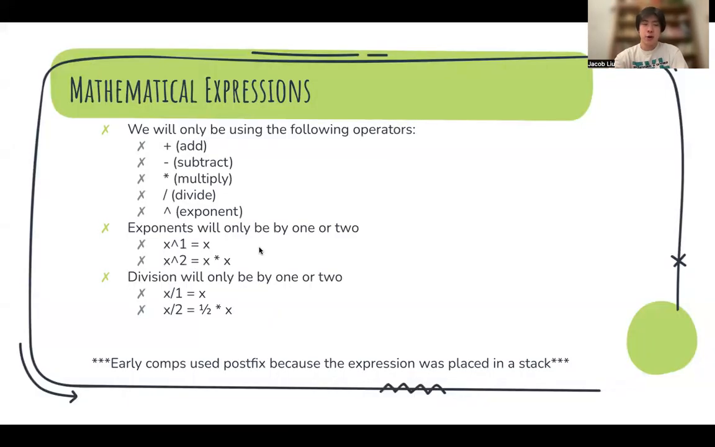When doing exponents, it will only be by 1 or 2, right? So for example, x, which is a number, to the power of 1 is just equal to x. X to the power of 2 is just x times x. Additionally, division will only be by 1 or 2. So it's either just x divided by 1, which is x, or x divided by 2.